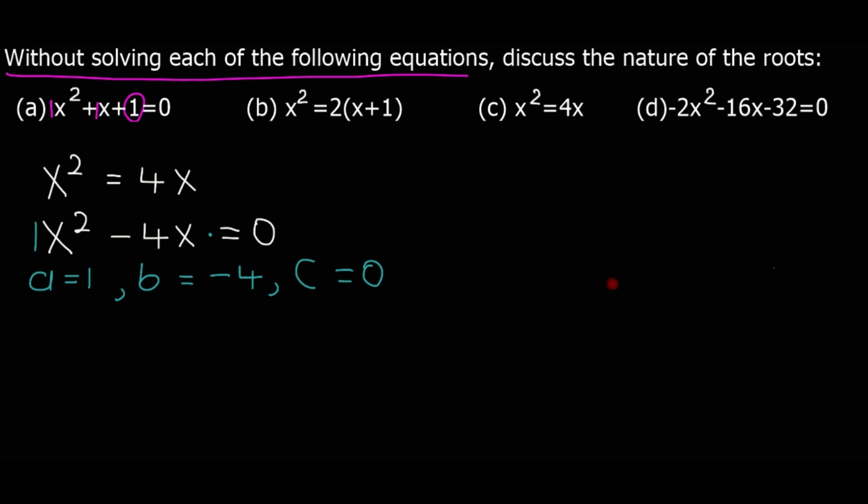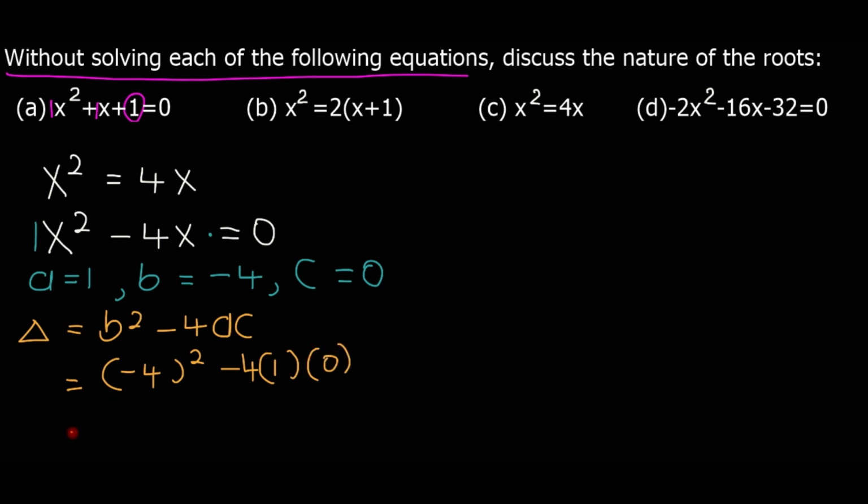So now let's use the discriminant. B squared minus 4AC, and then let's substitute. B squared minus 4, and then A, and then C is 0. So the answer is positive 16. So in conclusion, the type of the roots are real, and then rational, and then unequal.